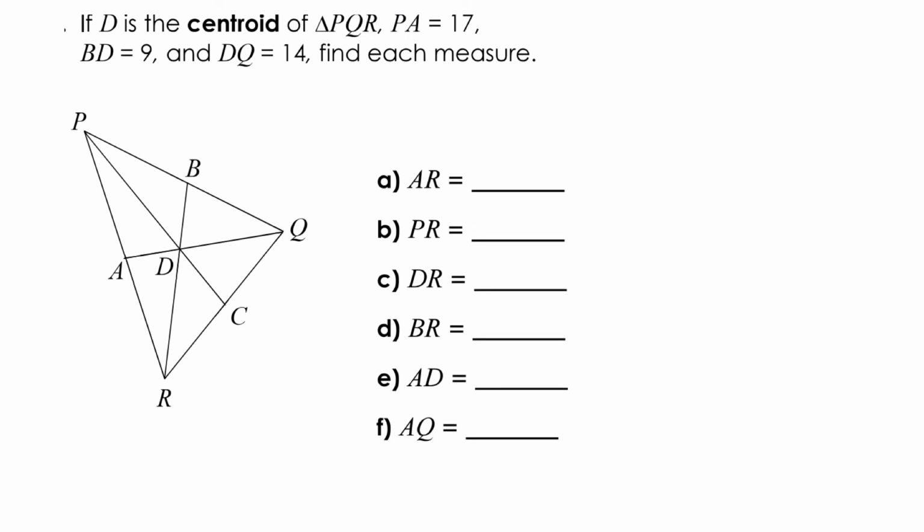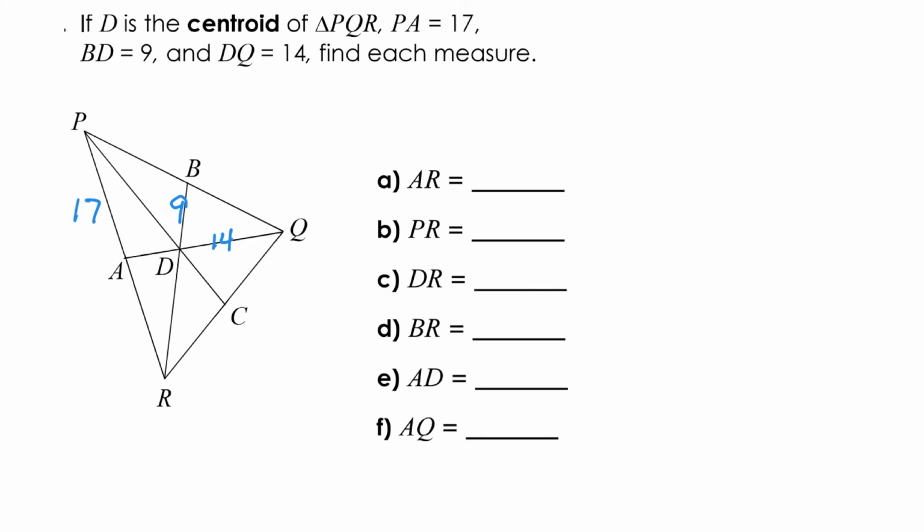So now that we know the definitions, we're going to go ahead and work on this problem. It says if D is the centroid of triangle PQR, where PA is 17, BD is 9, and DQ, Dairy Queen, is 14. So here we go. PA is 17, BD is 9, and DQ is 14. And so we're going to use the properties of the centroid.